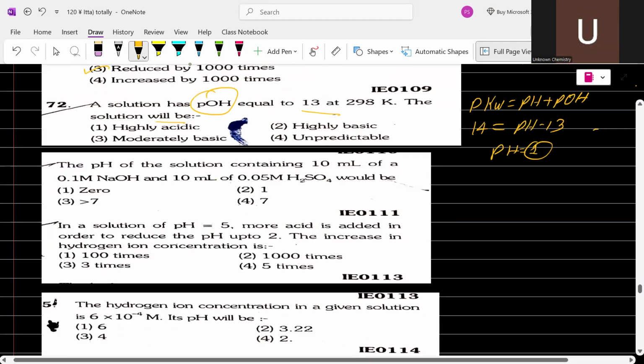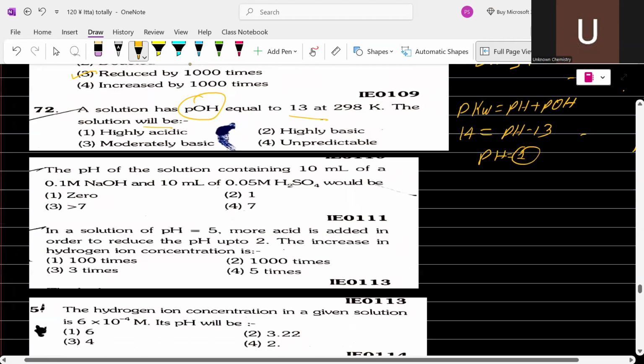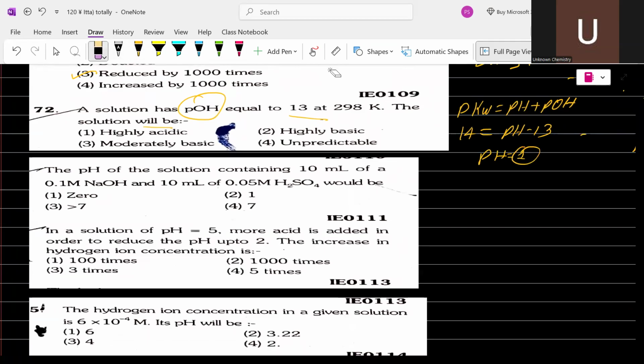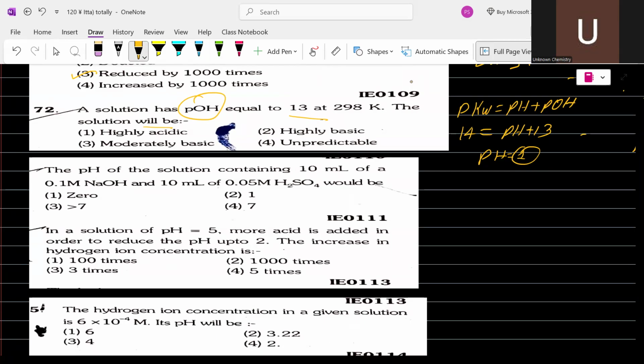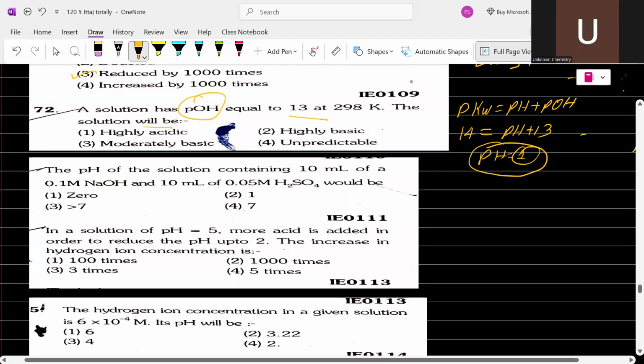So basically pH is 13, and pOH is 1. So the solution will be highly acidic or highly basic? Now tell me, is the solution highly acidic or basic? When pH is 1, the solution is highly acidic. Got it?